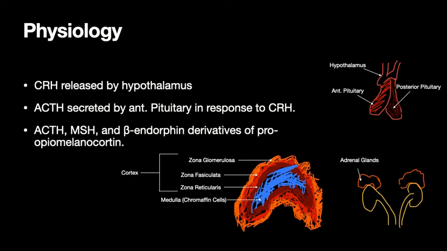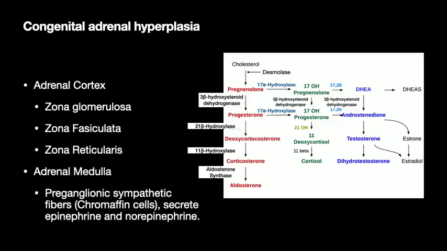It travels through the hypophyseal portal system into the anterior pituitary and stimulates the production of pro-opiomelanocortin. Pro-opiomelanocortin is a polypeptide around 300 amino acids long. It is cleaved into three separate hormones, one being ACTH, another being melanocyte stimulating hormone, and another being beta endorphins. ACTH then enters the bloodstream and travels to the adrenal glands to stimulate steroid hormone synthesis.